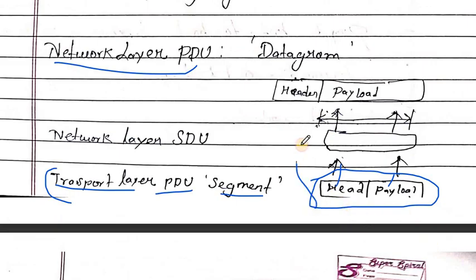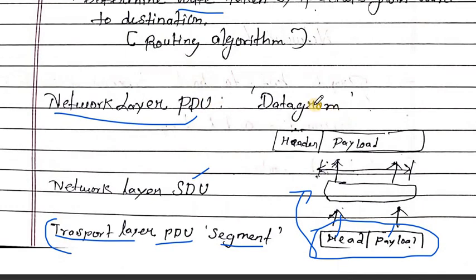Now this packet becomes an SDU for the network layer. SDU stands for service data unit. This packet becomes an SDU for the network layer. Now what does the network layer do? The network layer creates another packet called the network layer PDU. The network layer packet is called a datagram.